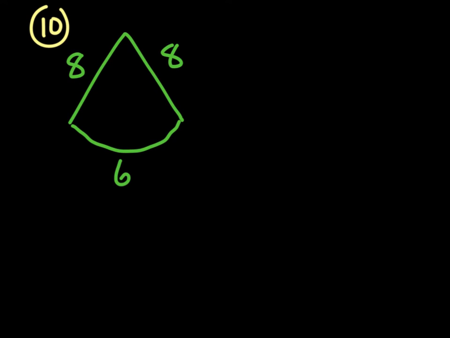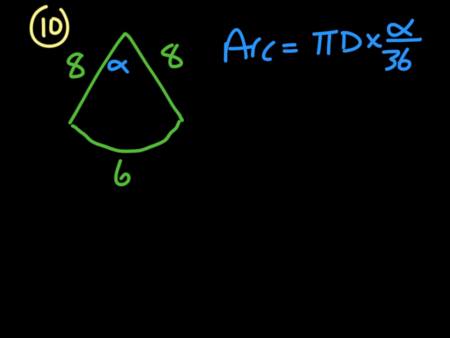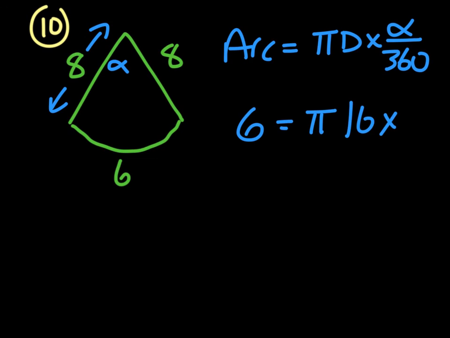And then lastly, number 10, we've got to find the size of the angle up here. The formula we're going to use is that the arc is pi times d times the angle over 360. What do we know in the question? Well, we know the arc is 6. We know the radius is 8. Right, we're told that. So the diameter is going to be 16 times alpha over 360.